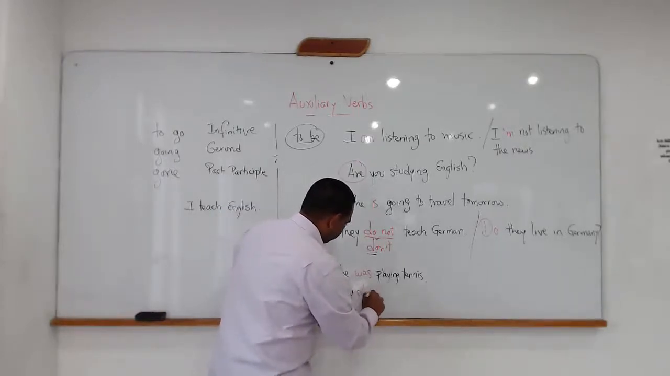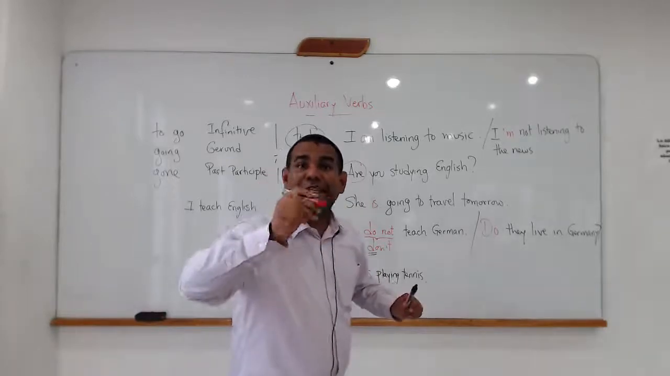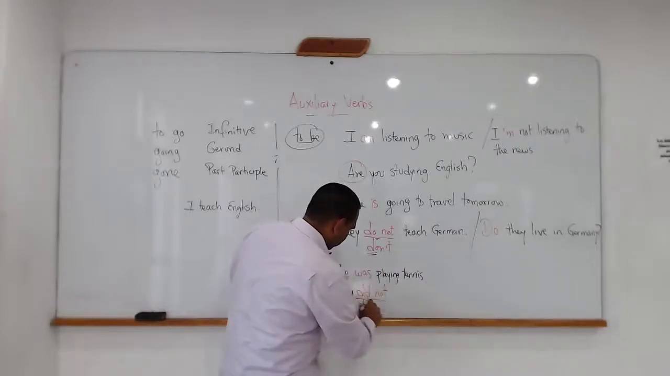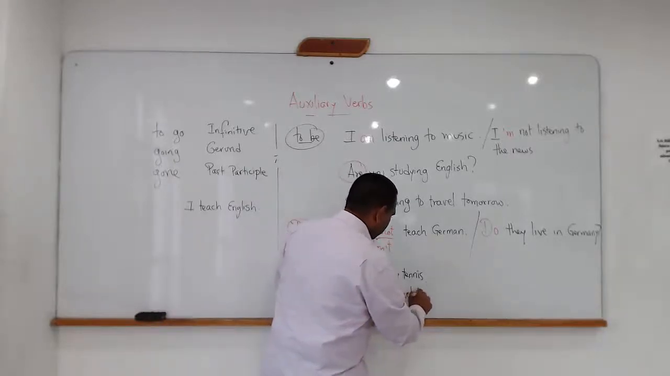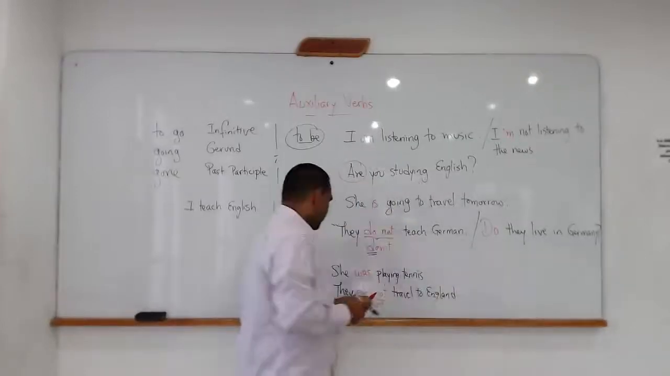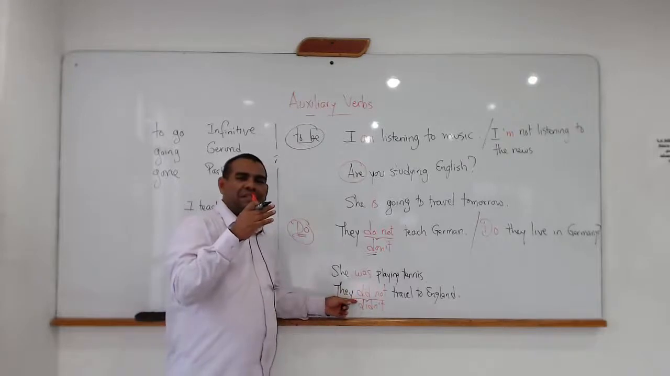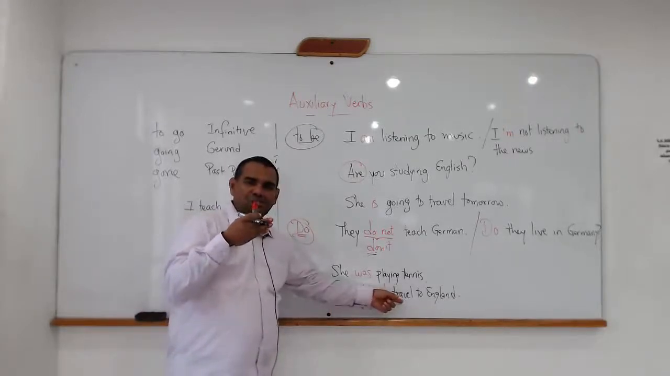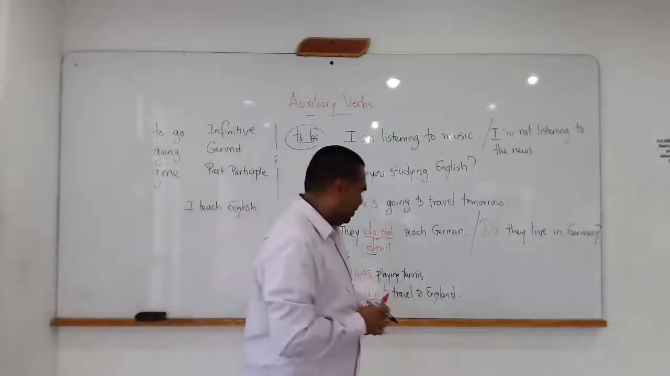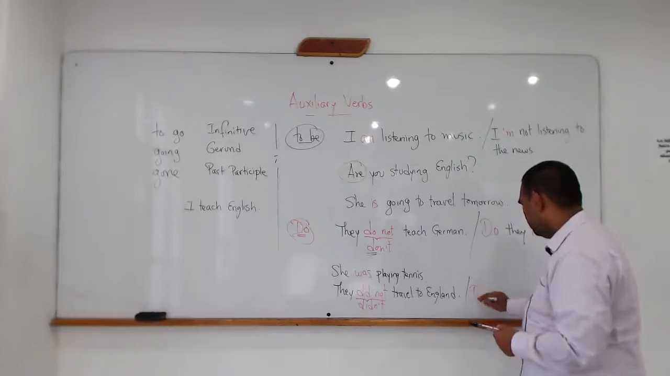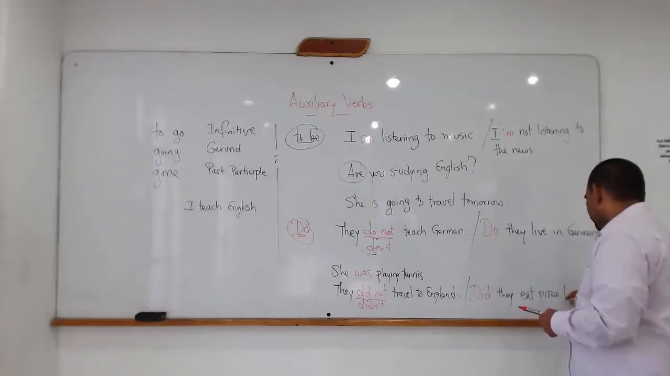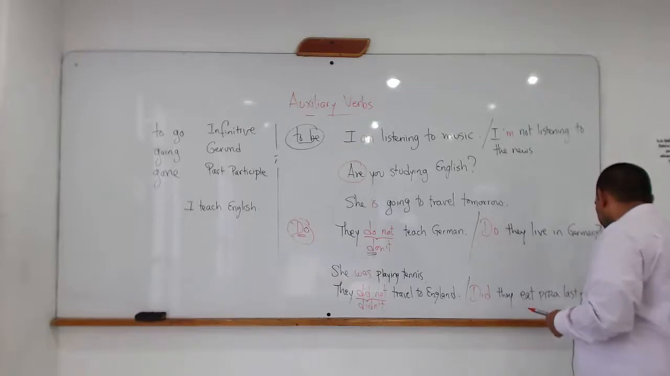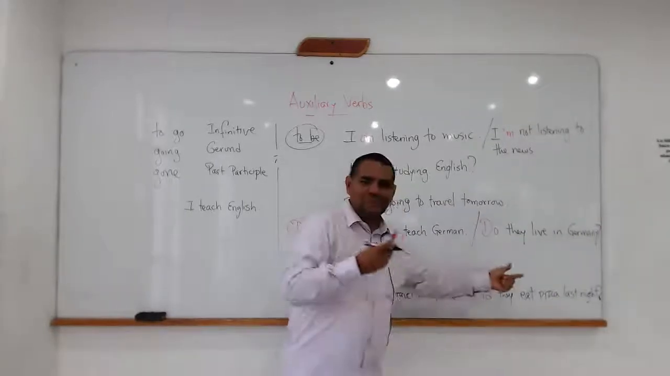They did not, which one more time becomes a contraction in a more comfortable form, and we say, for example, didn't. They didn't travel to England. Now, this is going to give a connotation in past, but the meaning itself is in travel. They didn't travel to England. The question is this way. Did they eat pizza last night? Okay, look at this. Did they eat pizza last night?